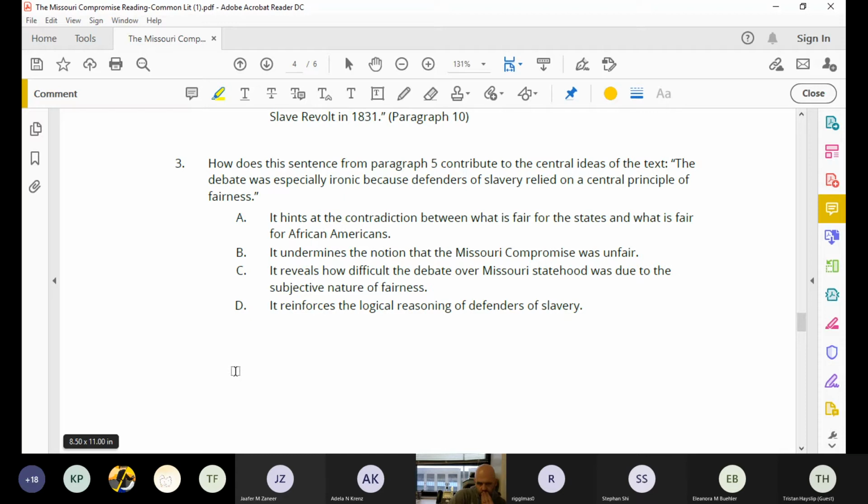Is it A? Yes, A is correct. There is a distinct contradiction between the goals of the states versus the goals for African Americans. And again, we know that unfortunately, congressional leaders are not looking out for the well-being of African Americans first and foremost. They're looking out for the well-being of their own state populations and goals, okay?